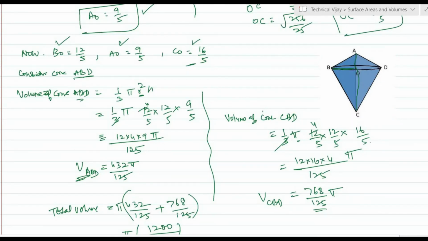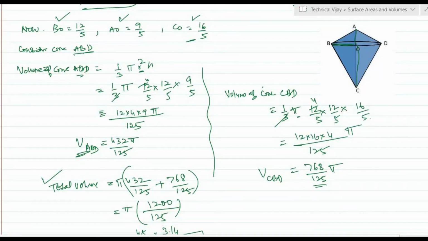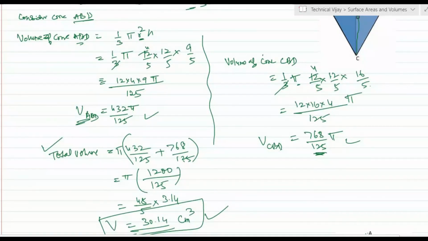So now the total volume is equal to this volume plus this volume. So pi into 432 by 125 plus 768 by 125, pi I have taken common. 125 is the LCM. So 432 plus 768 will be 1200. So this comes to 48 by 5. Now I have substituted pi value as 3.14. So hence the volume is equal to 30.14 cubic centimeter.